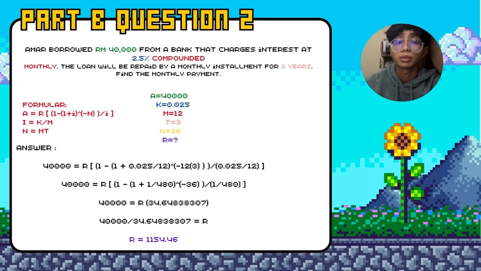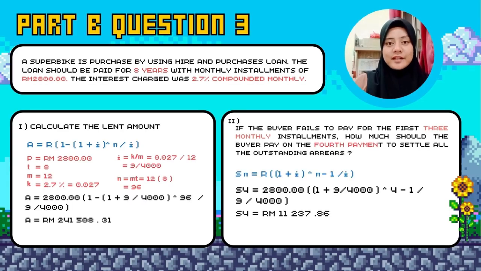Next step, we simplify the decimal into fraction and multiply negative 12 with 3. So we get 40,000 equals R, open bracket 1 minus, open bracket 1 plus 1 divided by 480, close bracket, power negative 36, divided by 1 divided by 480, close bracket. Next, 40,000 equals R multiplied by 34.64838307. After that, 40,000 divided by 34.64838307 equals R. So the final answer is R equals RM1154.46.